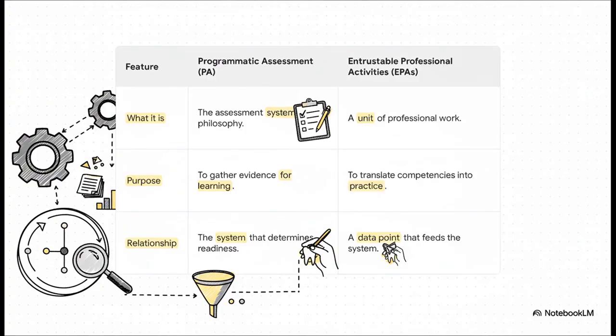The easiest way to think about it is this. An EPA is the what. It's a specific unit of work, a real-world task, like performing a simple extraction. It defines what we need our students to be able to do. Programmatic assessment is the how. It's the entire system we use to collect all the evidence to decide if they're ready to be trusted to do it. So an EPA is a data point that feeds into the much larger programmatic assessment system.